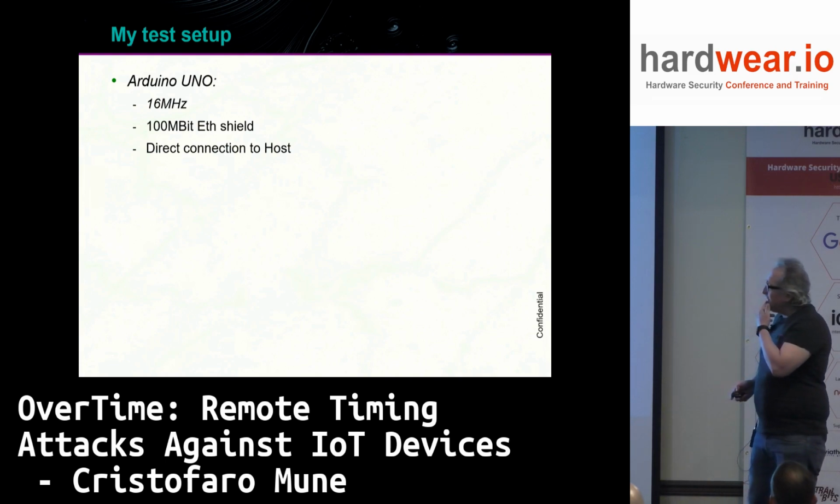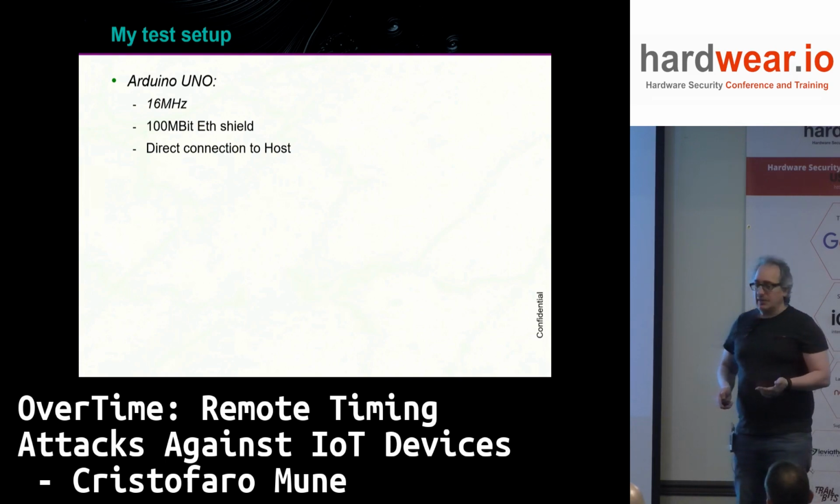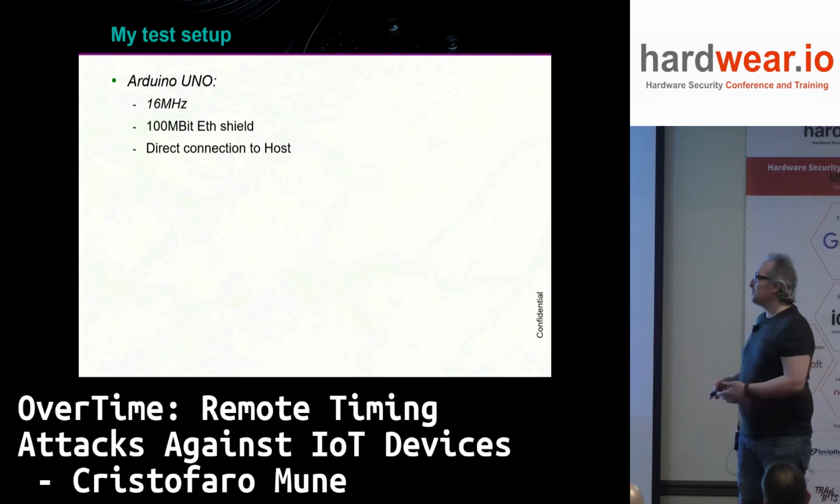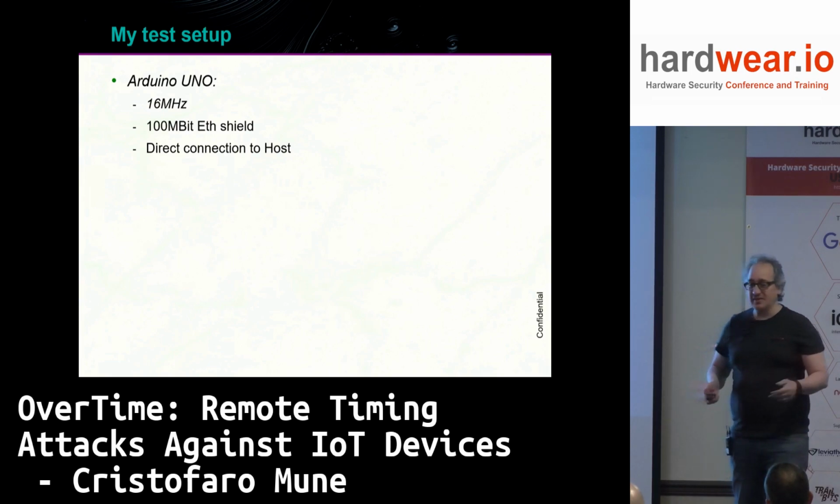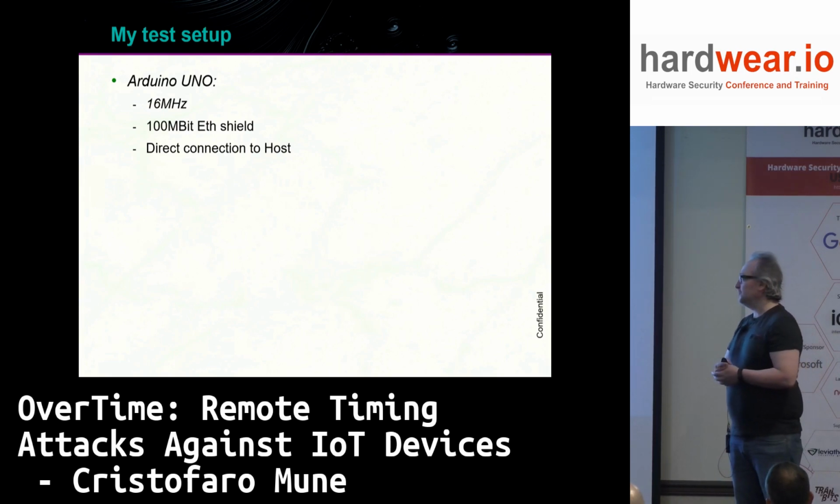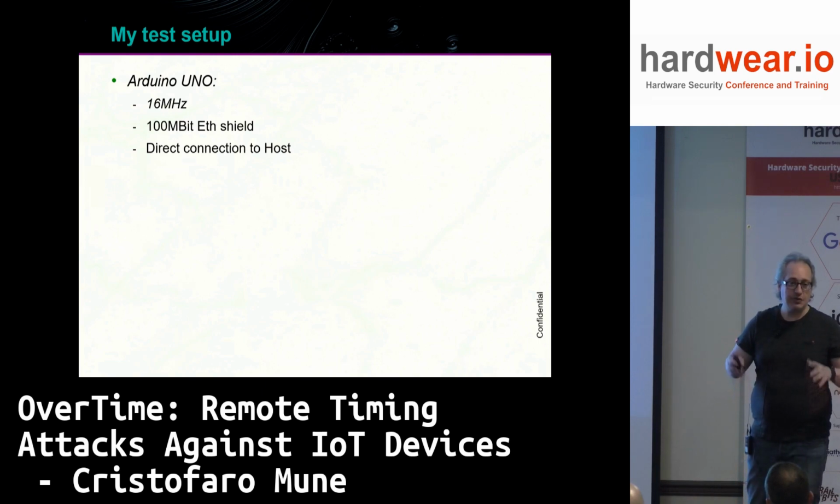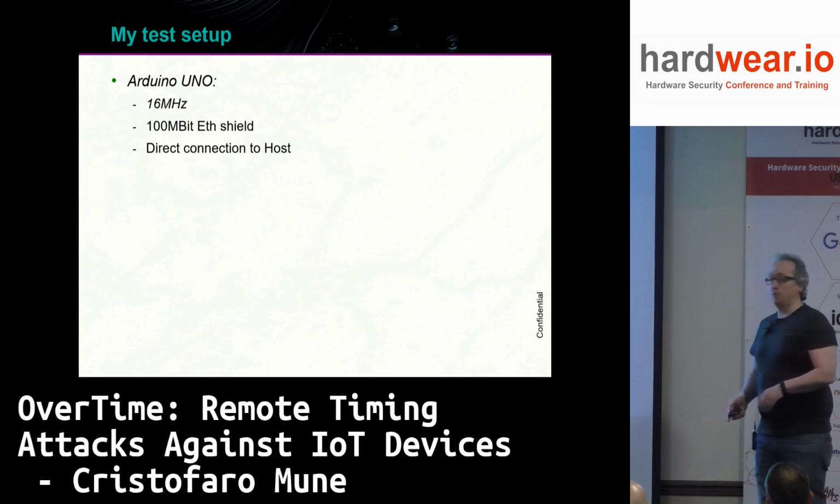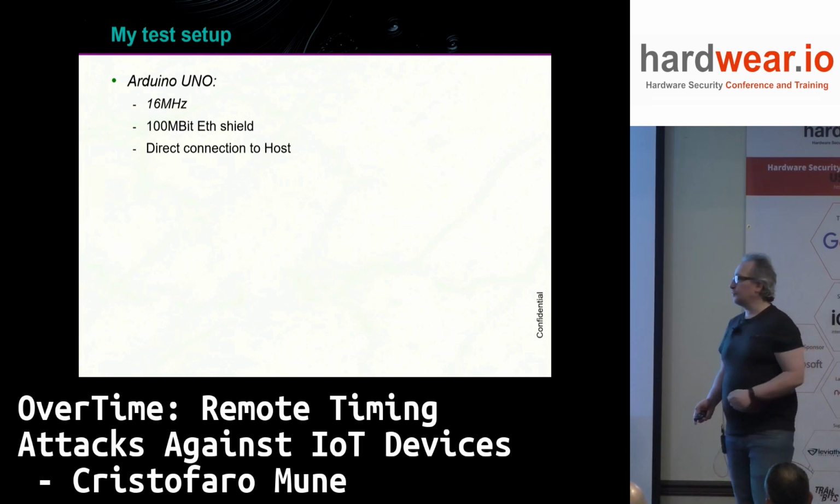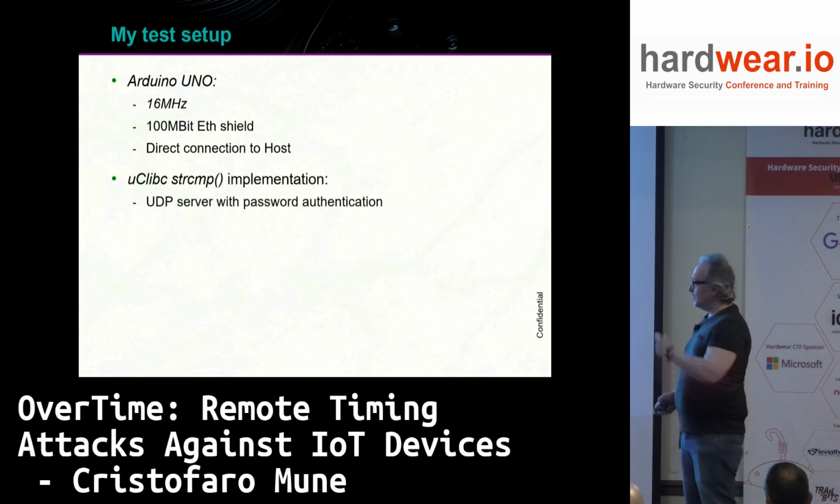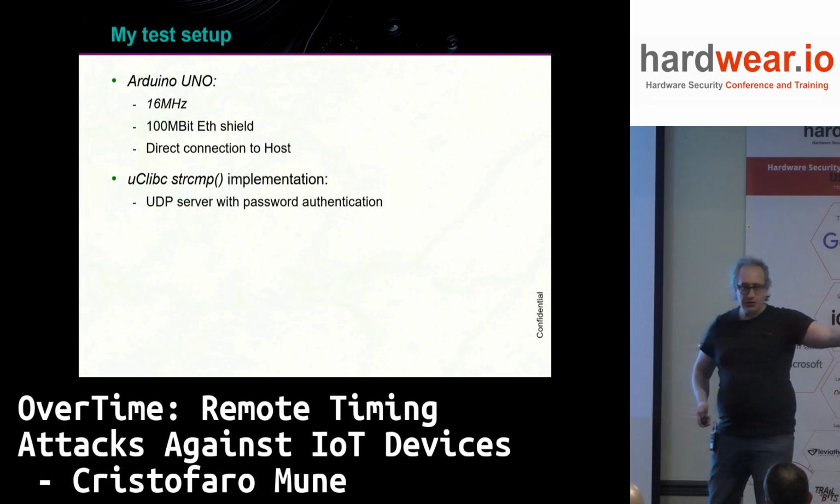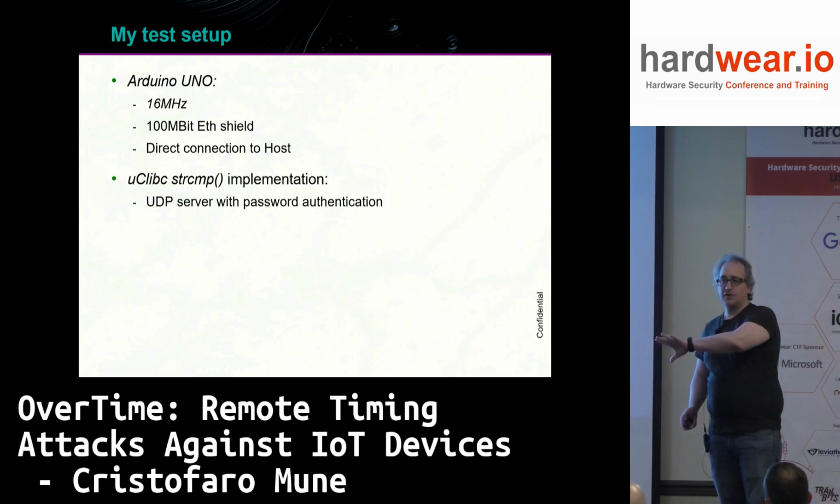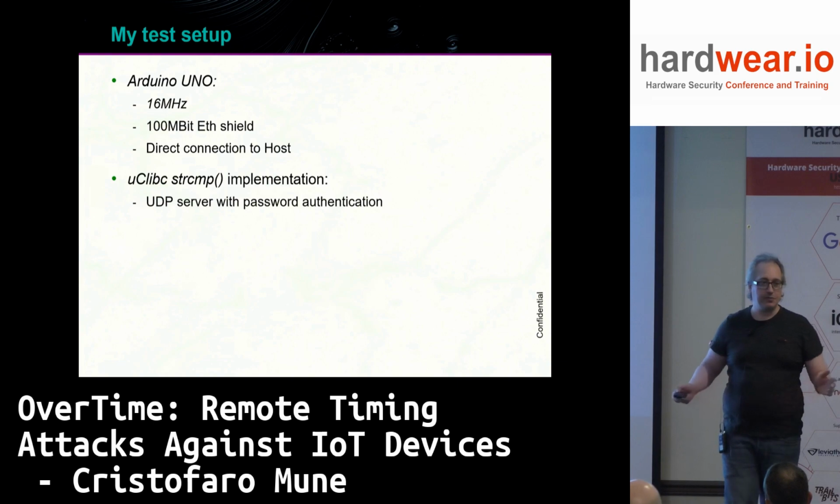So basically, in my test setup, I used an Arduino Uno with 16 megahertz, a 100 megabit Ethernet shield, and a direct connection to the host, because I didn't want to focus on the network for the moment. People have already worked on that. There are already a bit of solutions we are going to discuss. I took that implementation, put it in a UDP server, and that does the password authentication, nothing more.